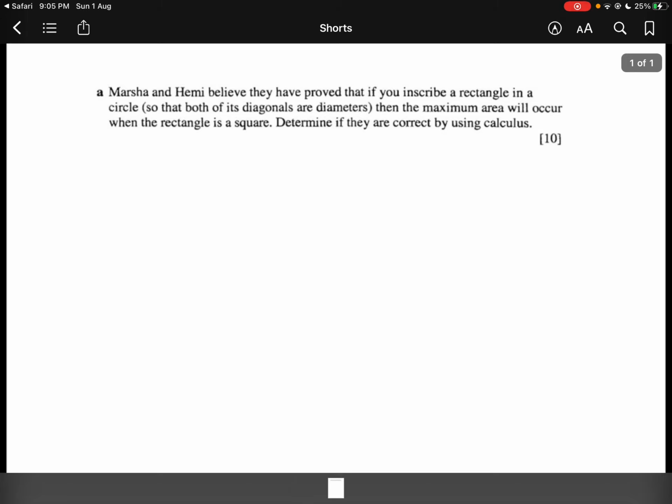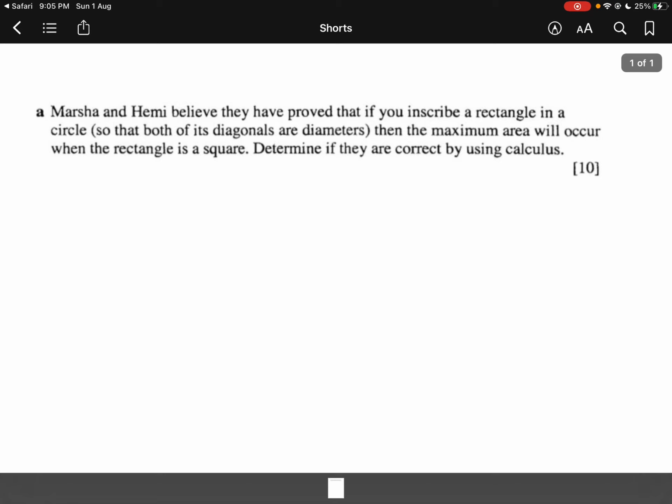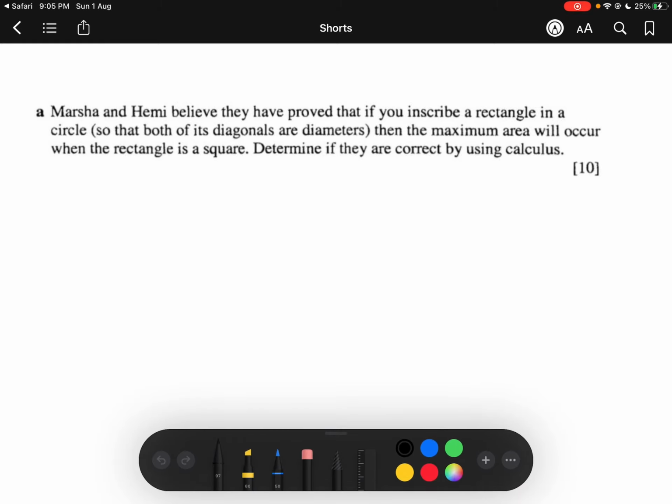So Marcia and Hemi believe that they proved that if you inscribe a rectangle in a circle so that both its diagonals are the diameters, the maximum area will occur when the rectangle is a square. So determine if they're correct by using calculus.